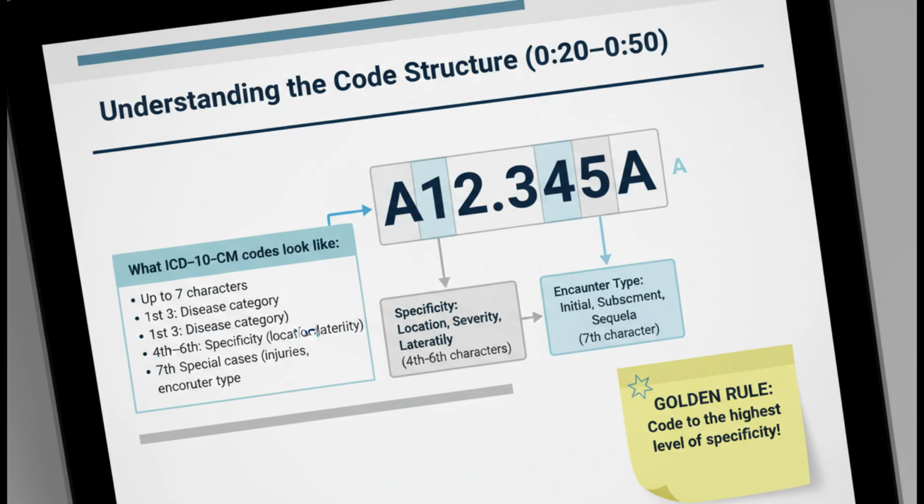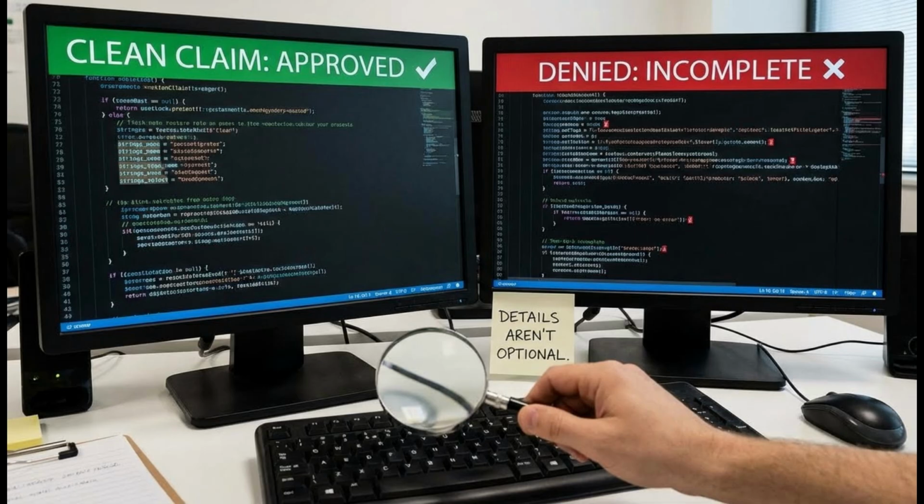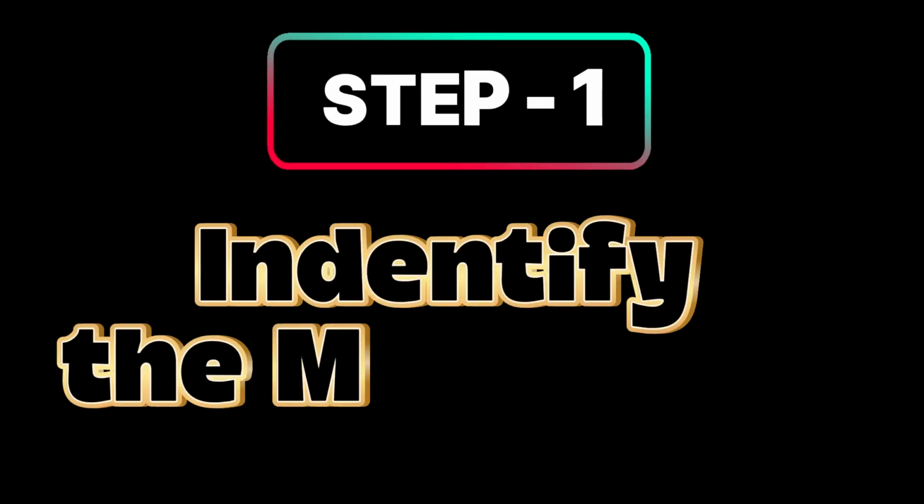So here's the golden rule, the one every coder must memorize. Always code to the highest level of specificity. If the code allows for more characters, you use them. Because in coding, details aren't optional. They're the difference between a clean claim and a denied one.